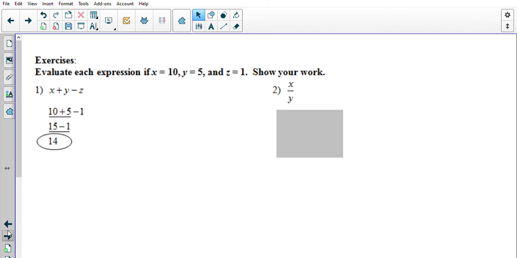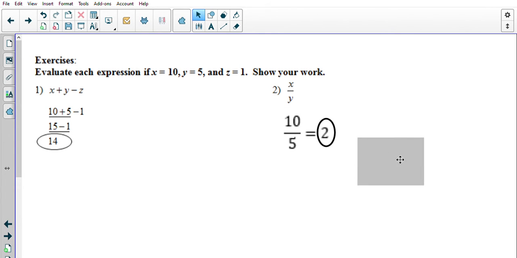So number 1, x plus y minus z is 10 plus 5 minus 1. Work from left to right. 10 plus 5 is 15. 15 minus 1 is 14. Number 2, x over y. We're going to write that as 10 over 5. Divide 10 and 5. Of course, that's going to get us 2 for our solution.